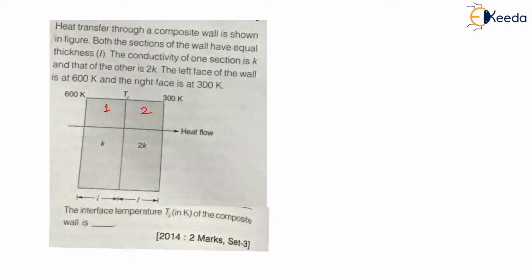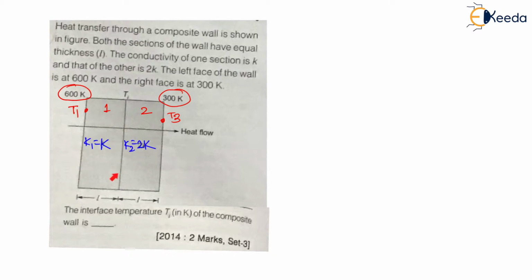Now for the first slab the thermal conductivity K1 is K, and the thermal conductivity of the second slab K2 is 2K. Then the left face of the wall is at 600 Kelvin. Let us say the temperature of the left face is T1, therefore T1 will be equal to 600 Kelvin. Then the right face is at 300 Kelvin. Let us say this right face is at temperature T3, and T3 is 300 Kelvin.